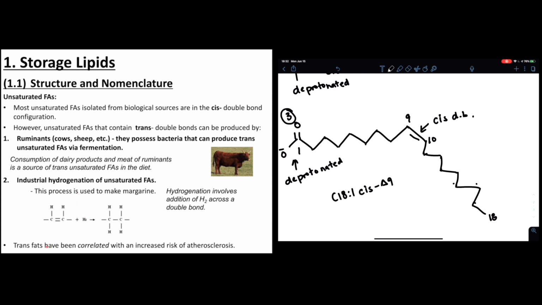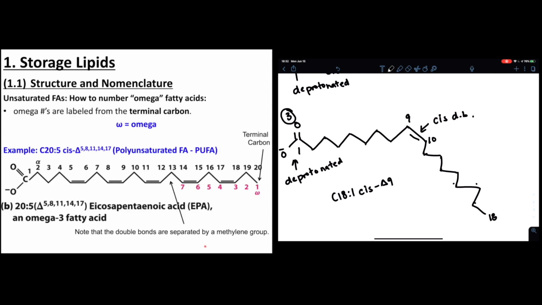And when people consume trans fats, it's been correlated with an increased risk of atherosclerosis, which is the hardening of the arteries. And so that's why a lot of restaurants, for example, and grocery stores have made this movement towards less trans fats in their foods. Okay, so that's unsaturated fatty acids.